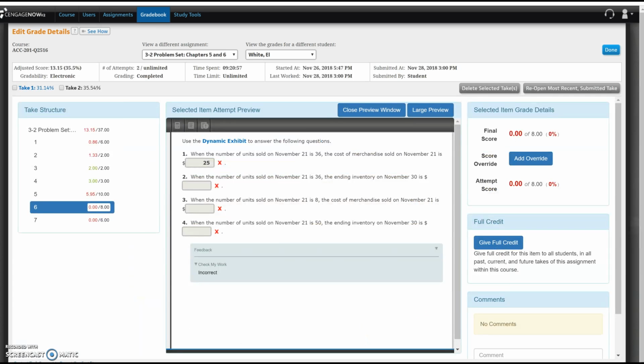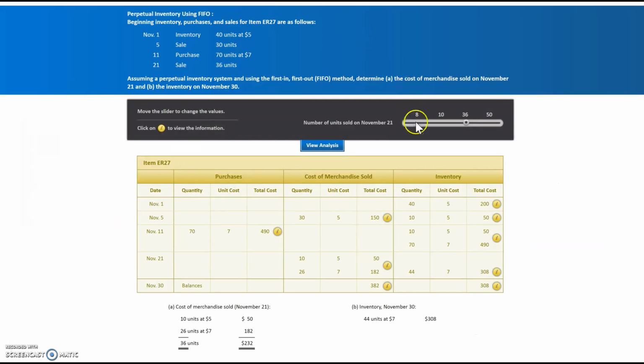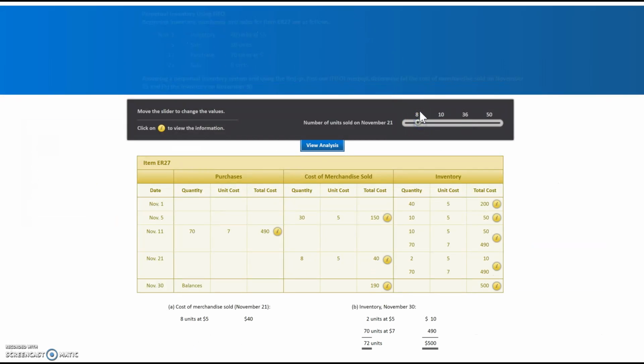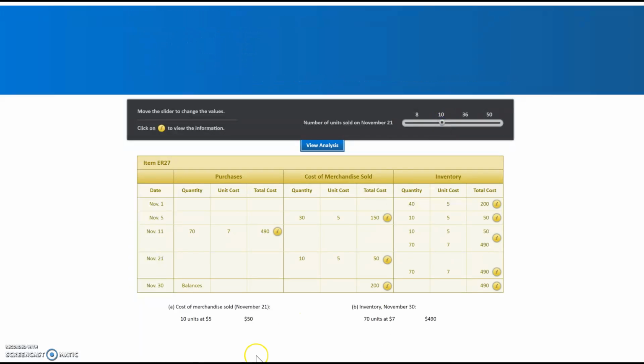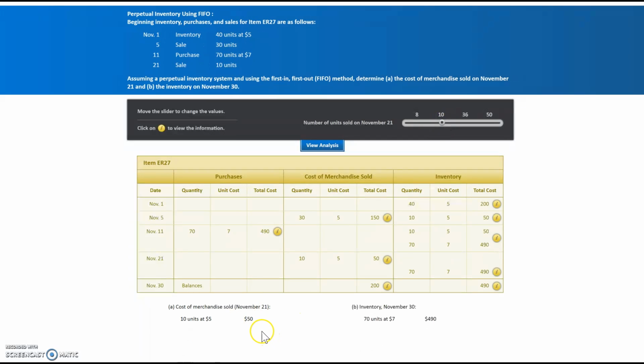The next one, they tell us it's 8. So if we go to this exhibit again and we click on the 8 right there, it moves and it changes all the numbers. That's what they're doing. Here, the cost of merchandise sold is $40. The ending inventory is $500. If we move it to 10, we see that our cost of merchandise sold is $50. Our inventory is at $490.